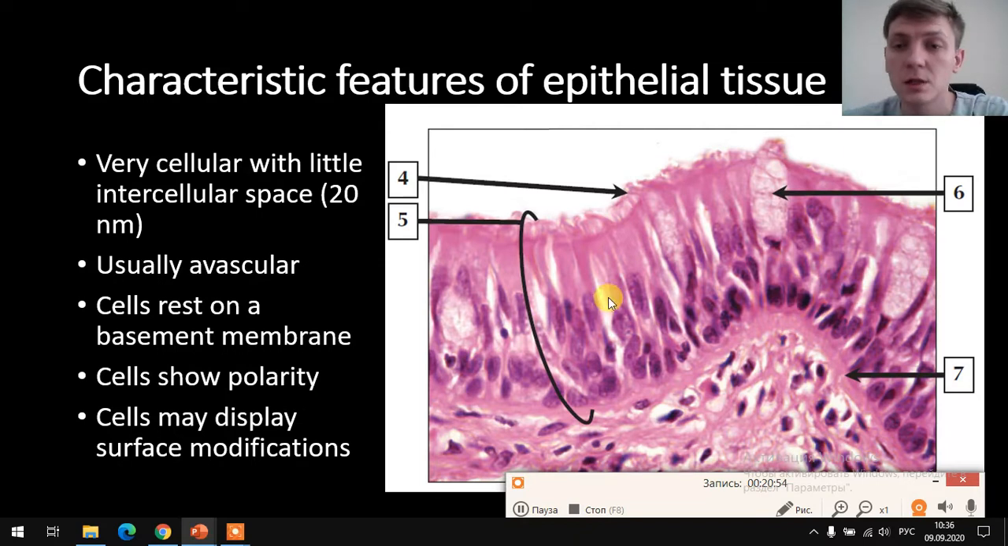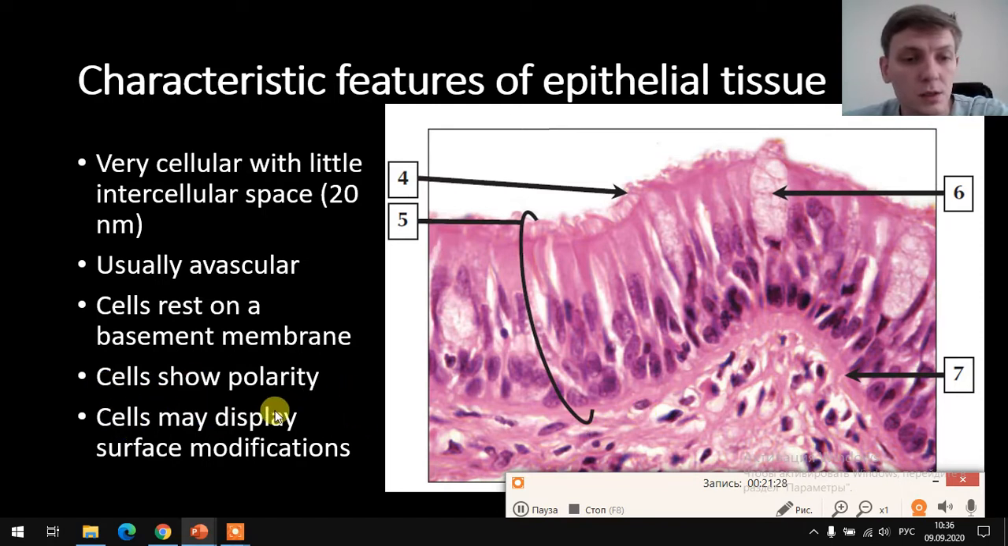So polarity means that one side of the cell is different from the other side of the cell. It is typical for epithelial tissue, because in other cells, for example this connective tissue cell, one side of the cell is similar to the other side, so they have no differences, they are almost similar. And even if we have differences, it's not related to the location of the cell, but here it's different.